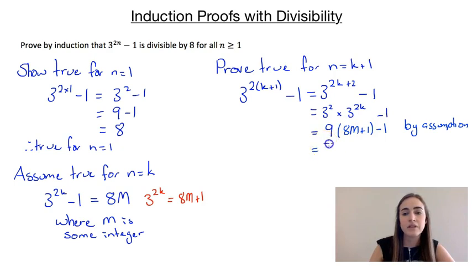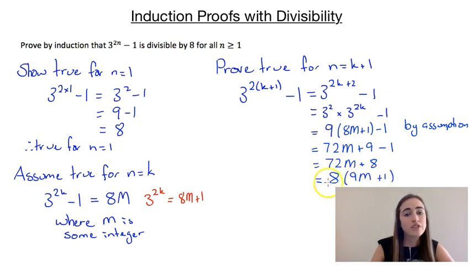Now if I expand that out, I'm going to get 72m plus 9 minus 1, which would be 72m plus 8. And then 72 and 8 are both multiples of 8. So I can factorize 8 out, and I'd have 8 outside of 9m plus 1. And because it's got that 8 out the front, we know that m is an integer, so this is just going to be a whole number. And I've factorized out that 8, which means this is divisible by 8. So I can write is divisible by 8. And therefore, it's true by induction for all n greater than or equal to 1.